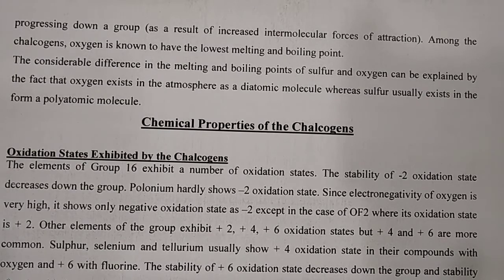The considerable difference in the melting point and boiling point of sulfur and oxygen can be explained by the fact that oxygen exists in the atmosphere as a diatomic molecule, whereas sulfur exists as a polyatomic molecule. S6 and S8 are available, and due to this there is the difference in melting and boiling point. So this is all about your physical properties.